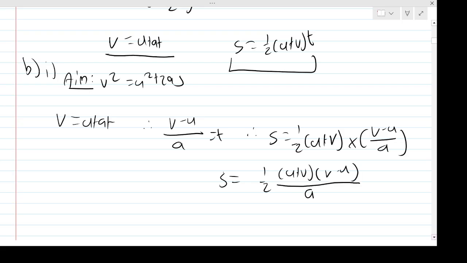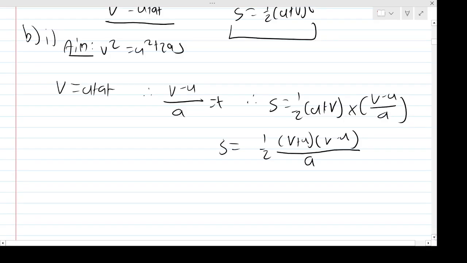over a. If I multiply these two brackets here, what hopefully you notice we have up here is a difference of two squares. If I rearrange this ever so slightly, v plus u, v minus u, hopefully it's very clear now. This is a difference of two squares, so I can expand it, right? So I get half of the top bit, which if I expand is going to be v squared minus u squared over a.